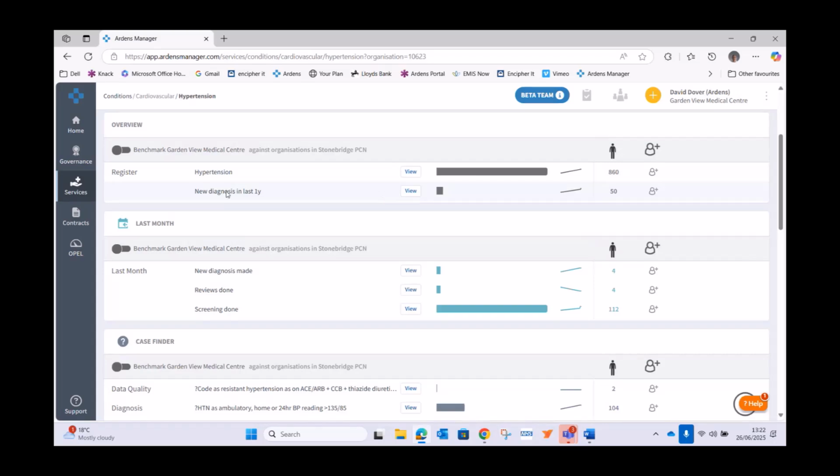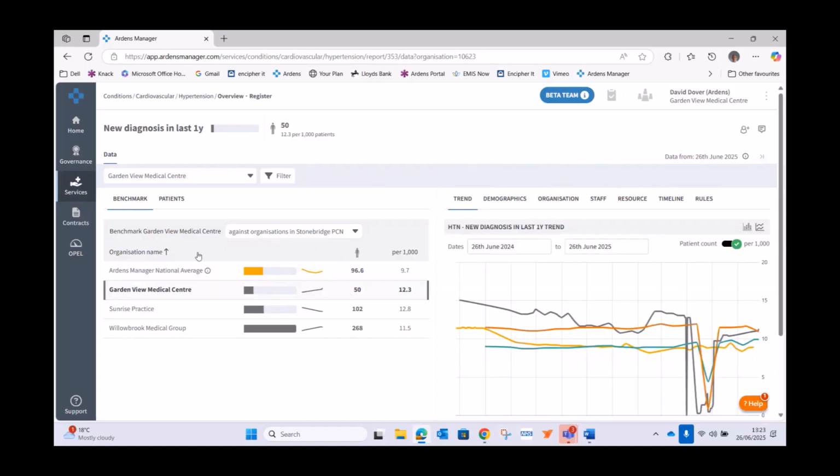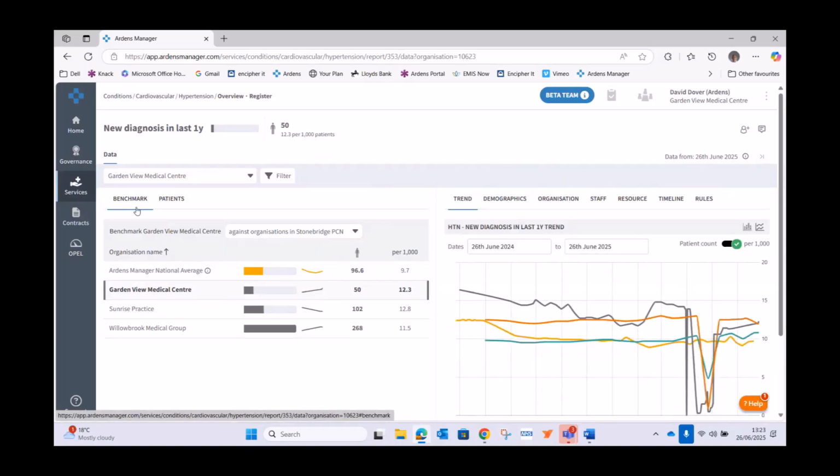But if I'm looking at those new diagnoses in the last 12 months, as long as I'm logged in with my smart card, I can view that cohort of patients. This is what we mentioned earlier in and around benchmarking. So what we get with benchmarking is a national average of all Ardens Manager users across the country, along with all of the practices within my PCN.